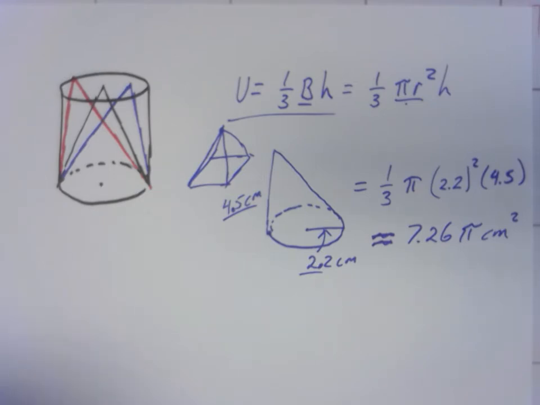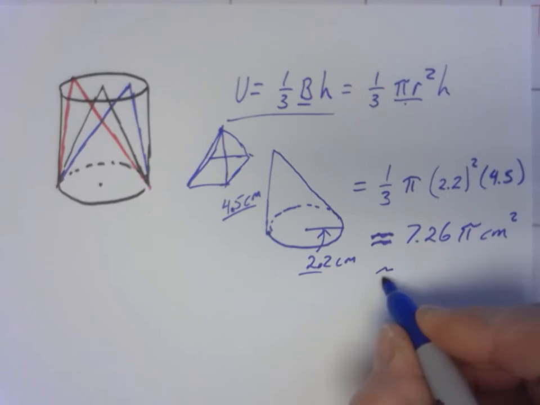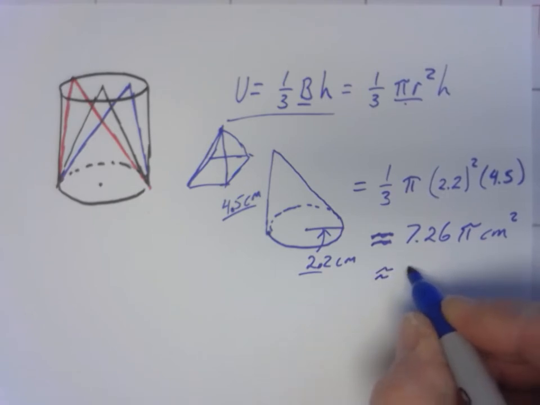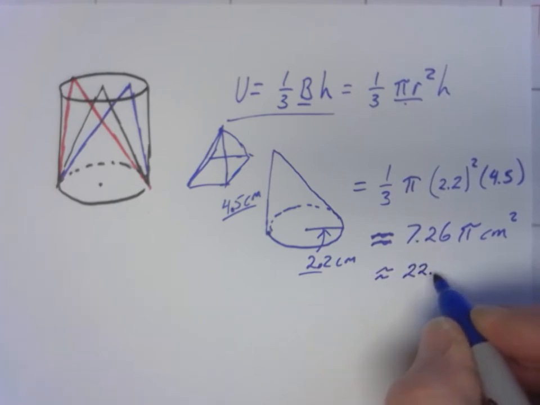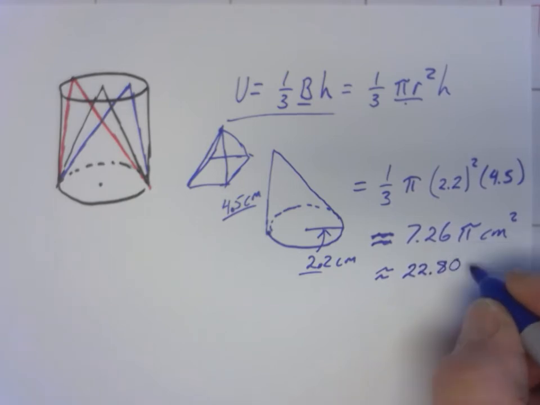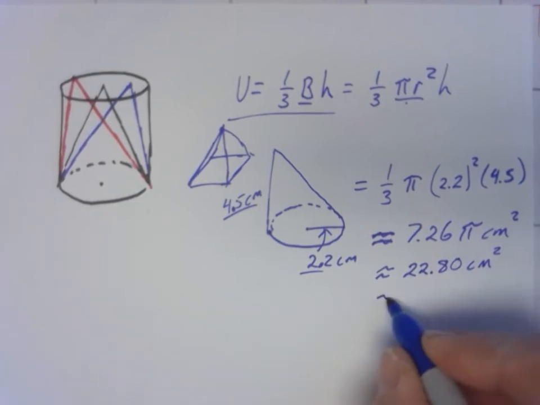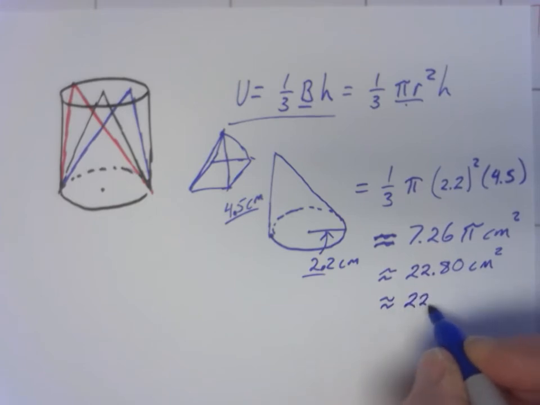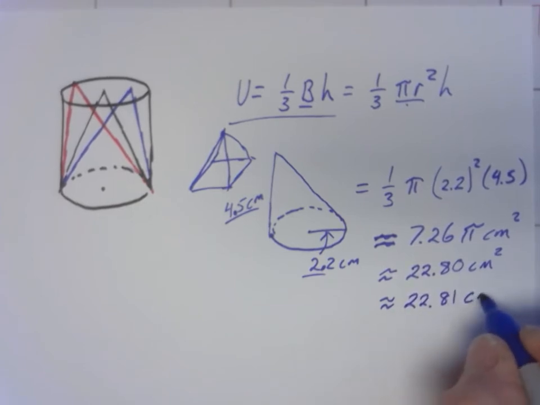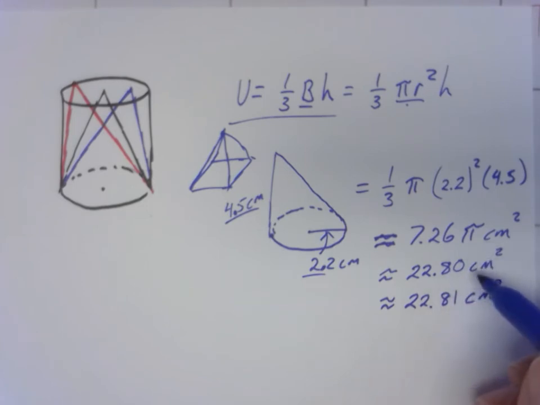And I'm looking at the instructions. It doesn't really say, so I'm probably going to round this off to 2 decimals, 22.80. Okay, so there it is. Now I notice in the book it says 22.81, and I put 22.80. I don't know if you guys noticed that looking in the book.